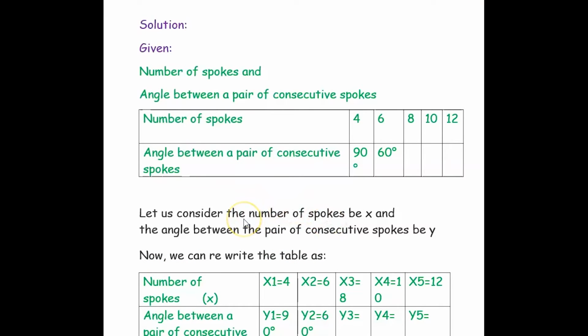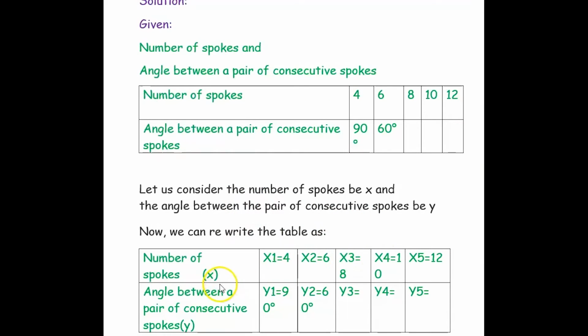And from the given table, let us consider the number of spokes as x and the angle between a pair of consecutive spokes as y. So now we are going to rewrite the table as per these values of x and y. So let x1 equal to 4 and the corresponding y1 is 90 degree. x2 equal to 6 and the corresponding y2 is 60 degree. So this is given. Now x3 is 8. We want to find the corresponding y3. Then x4 is 10. We want to find the corresponding angle between each consecutive spokes. Then if x5 is 12, that is if the number of spokes is 12, we want to find the angle between the pair of consecutive spokes.